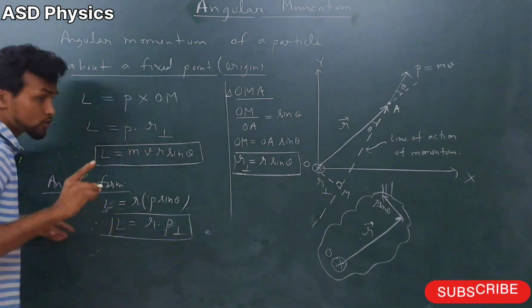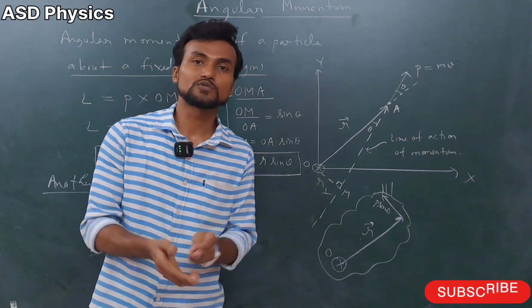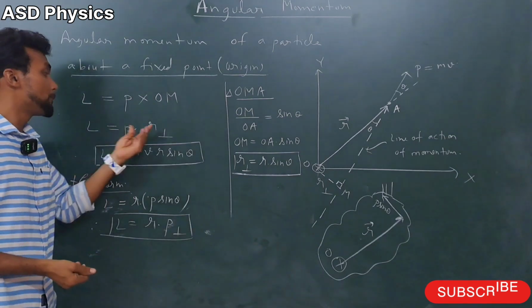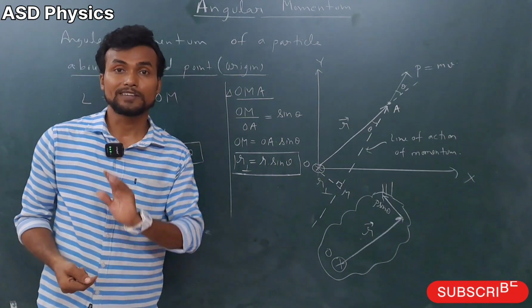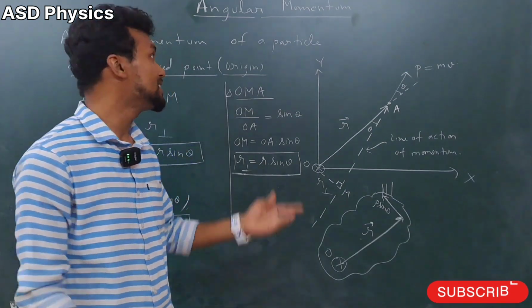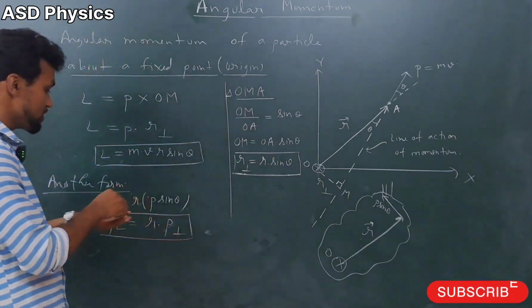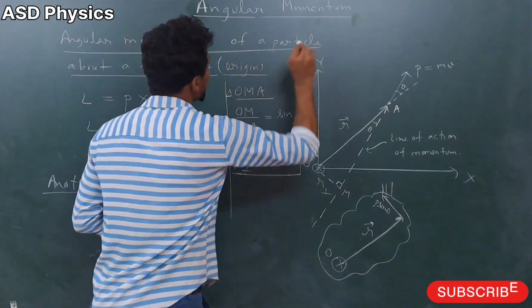So we have two formulas depending upon the situation. Sometimes we will use p into r perpendicular, and sometimes we will use r into p perpendicular. I hope we are going very well. We are seeing the angular momentum of a particle.